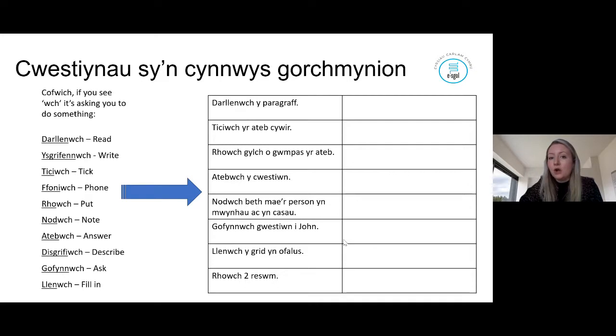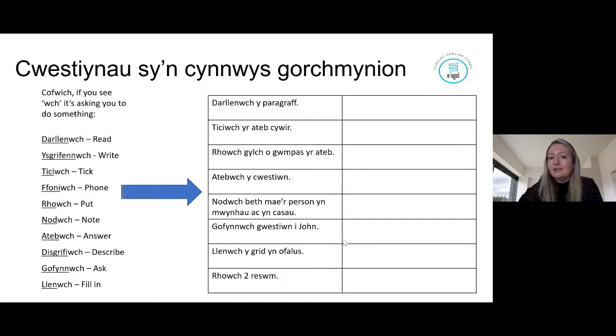Gofynnwch gwestiwn i John. Ask is gofynnwch. Ask John a question. So they may have given you a reading test and they're asking you to ask him a question based on what you've read. So you could, if John mentions chwaraeon, for example, then you may say, wyt ti'n hoffi peldroed? Or wyt ti'n cadw'n heini? Do you keep fit? Okay.